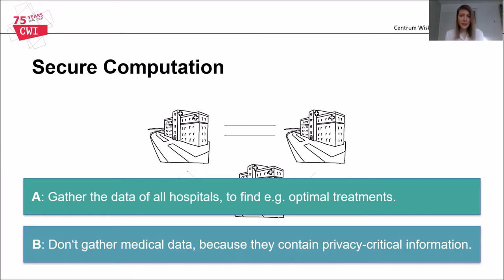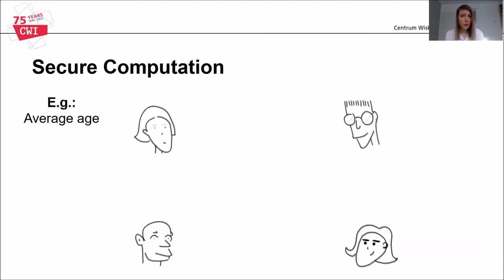And now the cool thing about secure computation is that basically you don't have to choose anymore. So you can compute on distributed data while preserving individual privacy. And how can you do so? Instead of looking at complex medical studies, let's take a look at a simpler example. Imagine there's four people that just want to compute their average age.